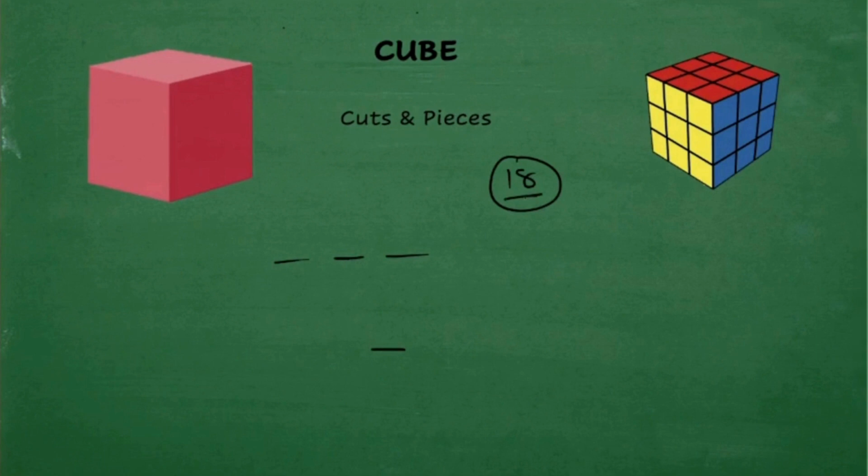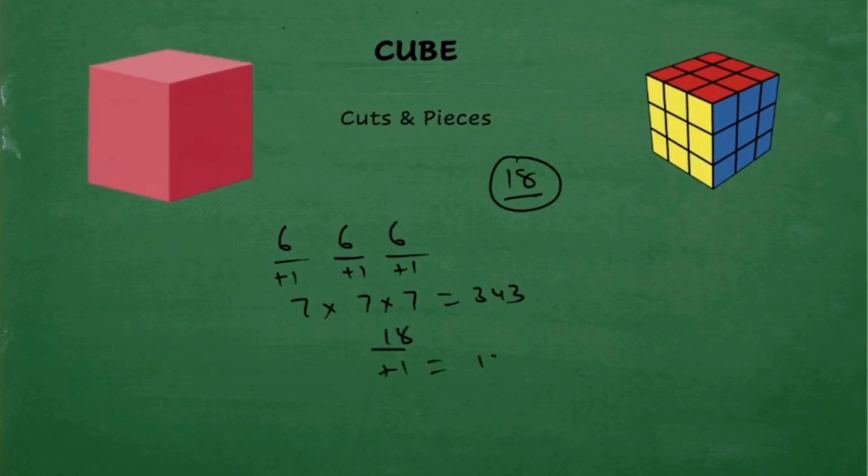Let's say 18, we have to divide equally in three directions. So 6, 6 and 6. It will not be 18, 18, 18. Total 18 cuts are there and we have to distribute them in three directions. So 6 cuts, 6 cuts and 6 cuts. Now from cuts to pieces, we'll add 1. So we'll have 7 pieces, 7 pieces and 7 pieces. 7 into 7, 49, into 7, 343. And if I make 18 cuts in one direction, I will have 19 pieces.